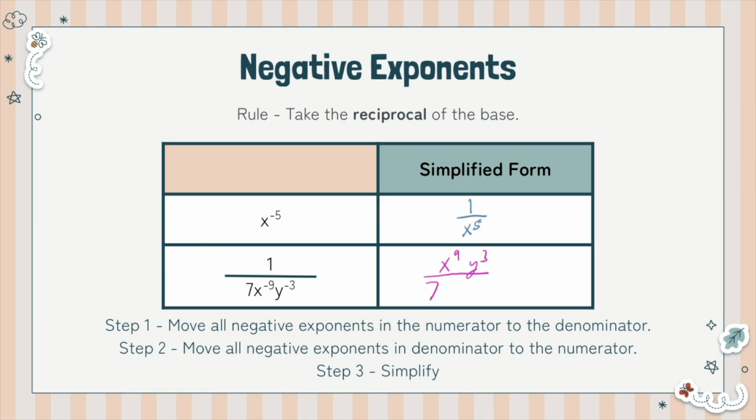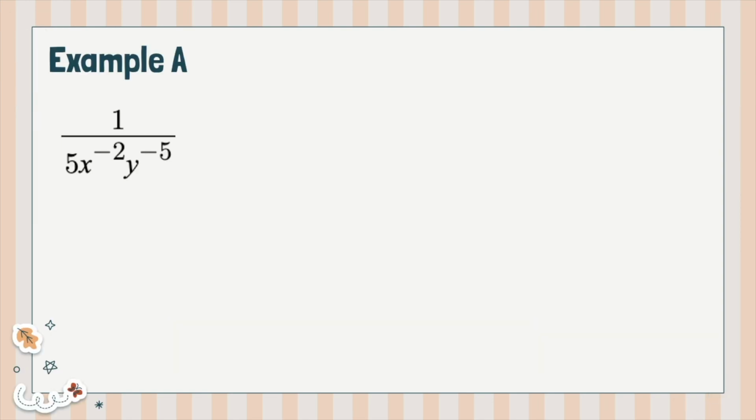Let's go on to the next example. Here we've got example A, where we've got 1 over 5x to the negative 2nd, y to the negative 5th. Again, we're going to be moving things from the denominator to the numerator. The numerator is 1, so there's nothing to move there. The 5 is going to stay on the bottom because it is positive and it's also a number, so it's not going to be moving at all. x to the negative 2nd is going to become x to the positive 2nd, and y to the negative 5th is going to become y to the positive 5th. So again, we've got x squared times y to the 5th over 5. No other things can be simplified because these are the only variables, x and y. They don't combine. They're not like terms.